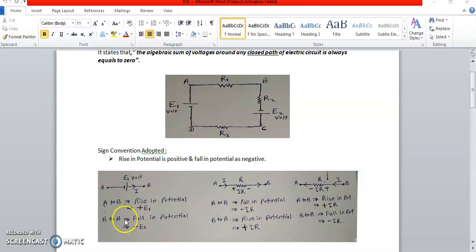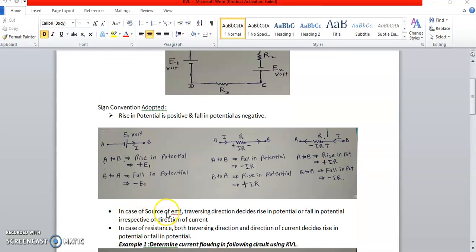E1. Therefore, we can understand from this, in case of a source of EMF, the traversing direction decides the rise in potential or fall in potential, and it is irrespective of the direction of current. Meaning for a source of EMF, the rise in potential or fall in potential only depends on the traversing path. How do you traverse? Then consider an example.